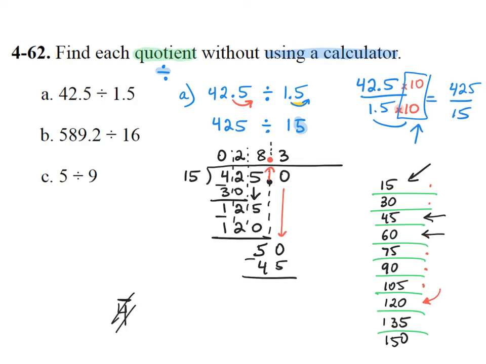So go ahead and also do B and C on your own. For B, you want to do multiples of 16. So do the chart the way I did it, with the 15s on the side, so it could help you decide what number to use. And then here the divisor is 9, so you could do the multiples of 9 before you get started.